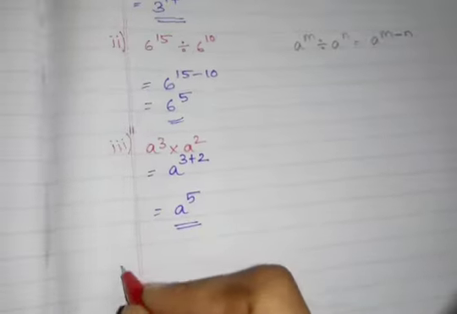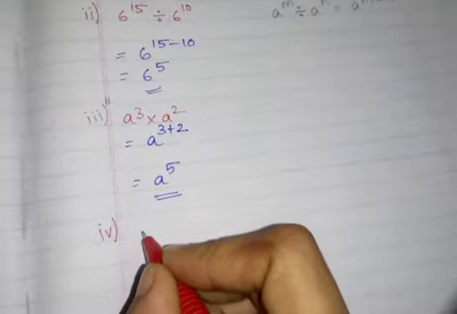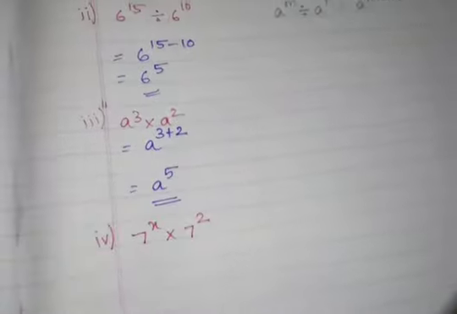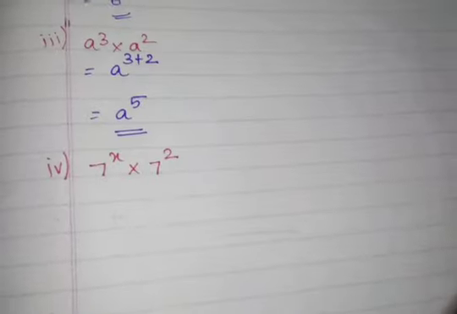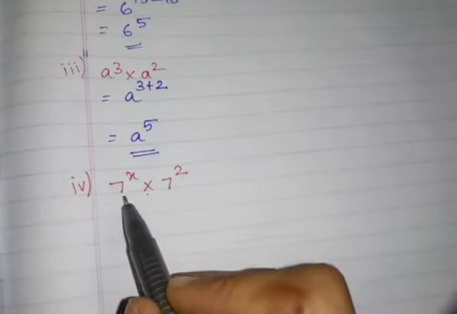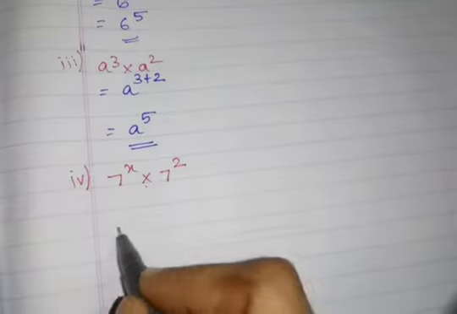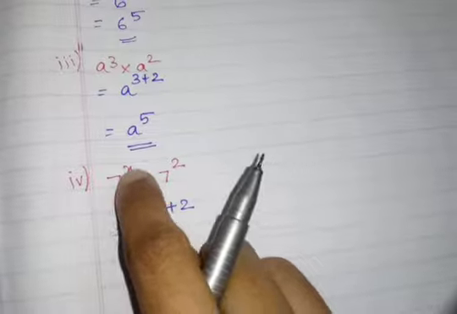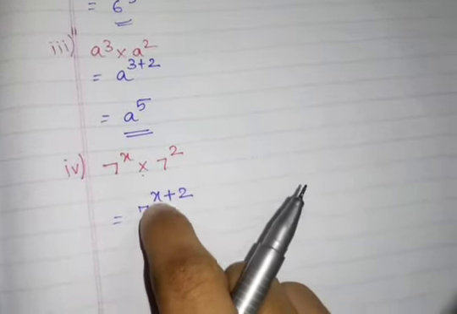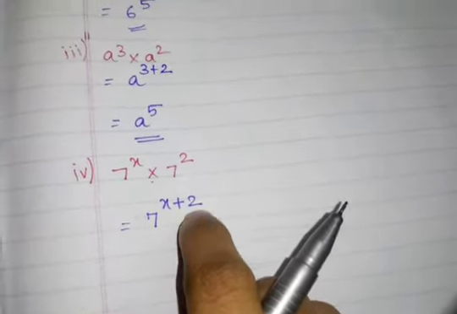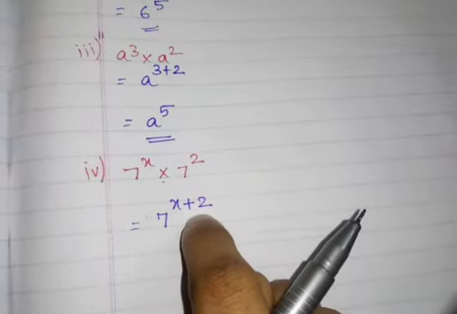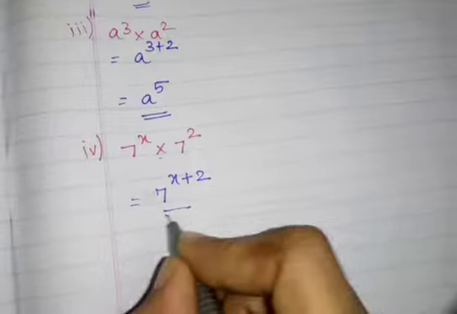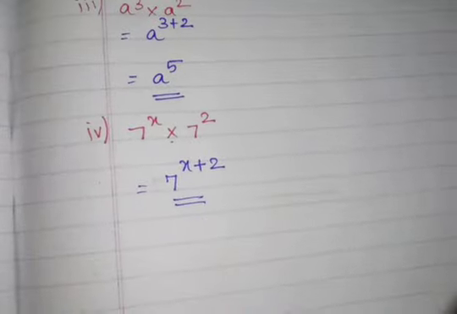Next. Fourth subdivision. What is the fourth problem? 7 power x into 7 square. Here also we have a product and same base. So what will you do? 7 power x plus 2. If it were something like 5 plus 2, you would write 7 power 7. But here it is x, so x plus 2 is your answer. That's all. We can't do anything after this.